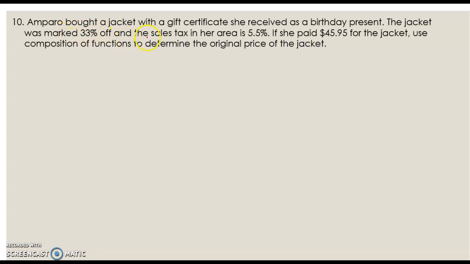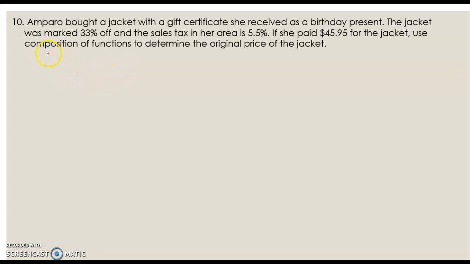Amparo bought a jacket with a gift certificate she received as a birthday present. The jacket was marked 33% off, so there's your discount, and the sales tax in her area is 5.5%. If she paid $45.95 for the jacket, use composition of functions to determine the original price of the jacket.